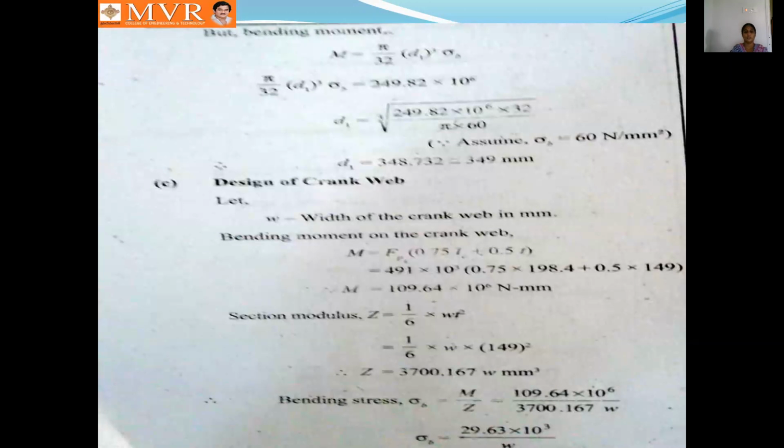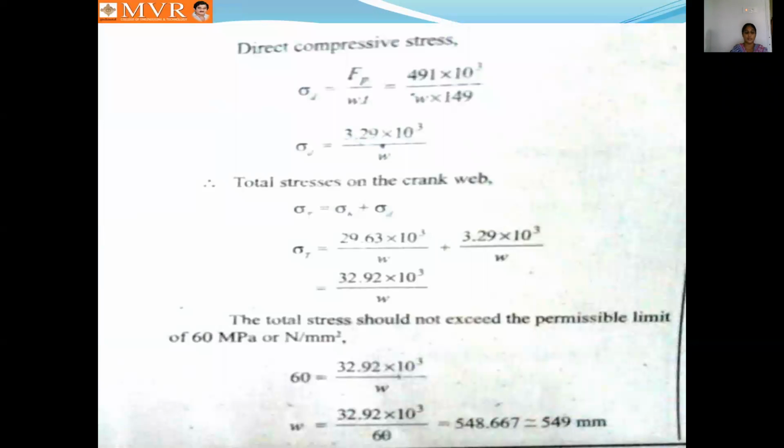We will find out the design of the crank web. First you will find out the bending moment on the crank web. M is equal to FP into 0.75 LC plus 0.5 T. Next you will find out the direct compressive stress, and then you will find out the total stress on the crank web. Sigma T is equal to sigma B plus sigma D. Okay. Next, after that you will find out the design of the shaft under the flywheel.